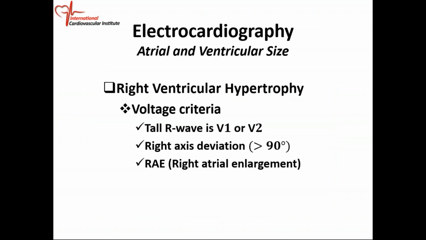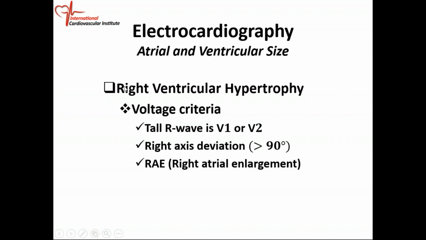So again, we have voltage criteria for right ventricular hypertrophy, but they're different. With right ventricular hypertrophy, we call it RVH, when you look in lead V1 and V2, you're going to get big R waves. Big R waves in V1 and V2. You will also have a right axis deviation. And if the right ventricle is hypertrophied, then it's going to put pressure in the right atrium. So you'll also get right atrial enlargement.